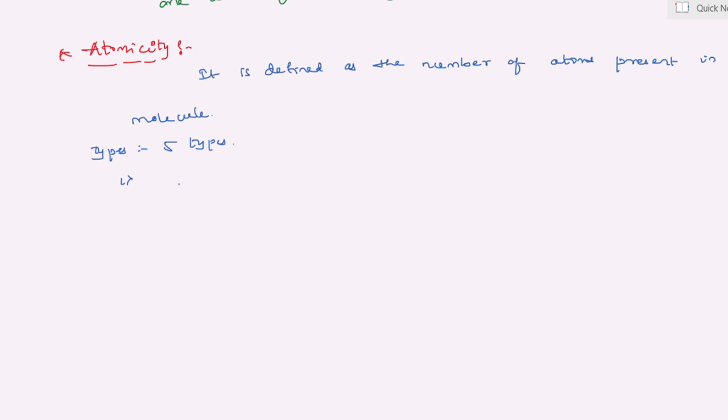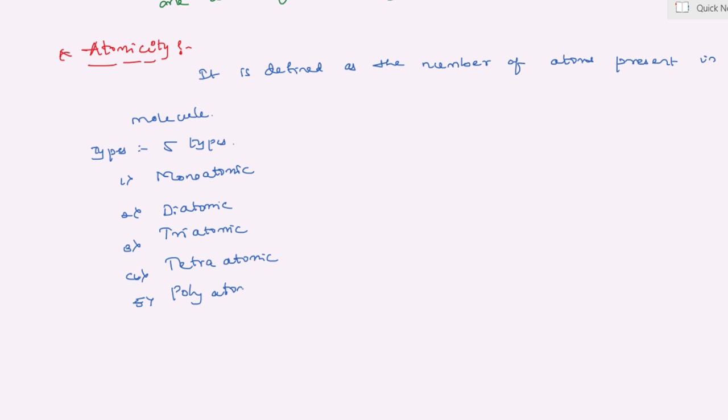Yes, first one is monoatomic. Second one, diatomic. Third one, triatomic. Fourth one, tetraatomic. Fifth one, polyatomic. Yes, mono means single, di means two, tri means three, tetra means four, poly means many.